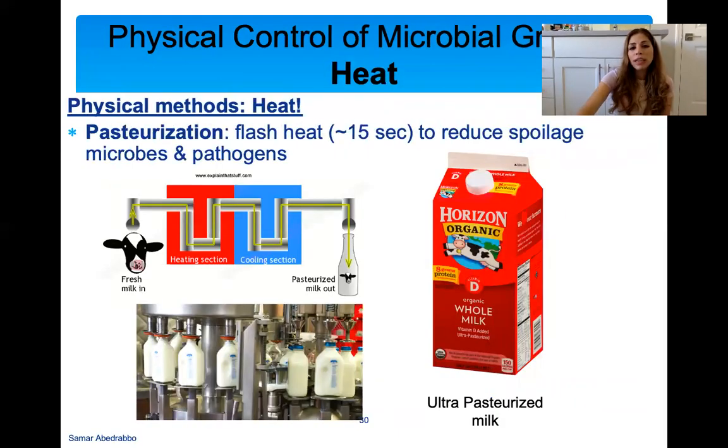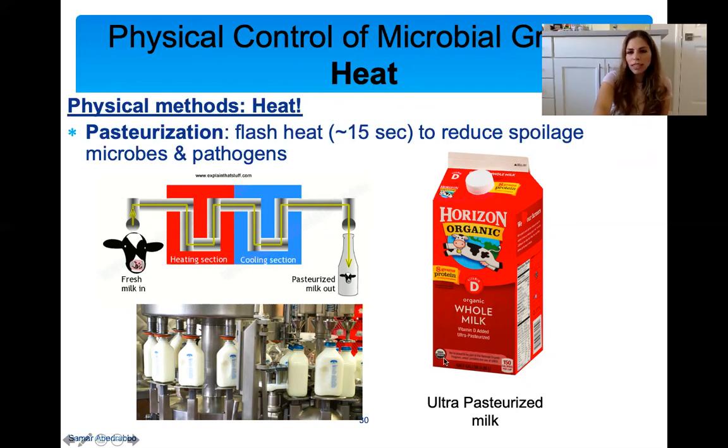Another way that we control microbes is by doing pasteurization. Pasteurization means flash heating. Flash means very quick heating. We do about 15 seconds. So we flash heat milk or juice. So juice is also pasteurized, as are other things, but usually we think of milk. And the reason why we do this is to reduce organisms that can spoil food and also pathogens. So that's what pasteurization does. Basically, milk goes in and it goes through a quick heating section for a few seconds and then a cooling section, and then it's pasteurized.